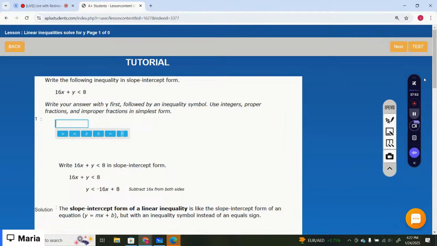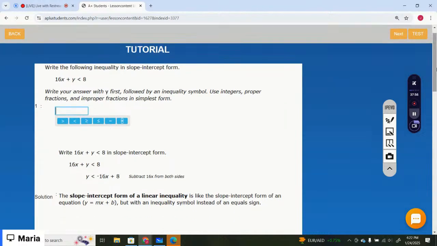The first thing you need to learn is the slope-intercept form of an inequality. It is the slope-intercept form of an equation, y equals mx plus b, but with an inequality symbol instead of an equal sign. So they are exactly the same, but in inequalities you have the greater or less than sign. You need to isolate the variable y, that is y is less than negative 16x plus 8.